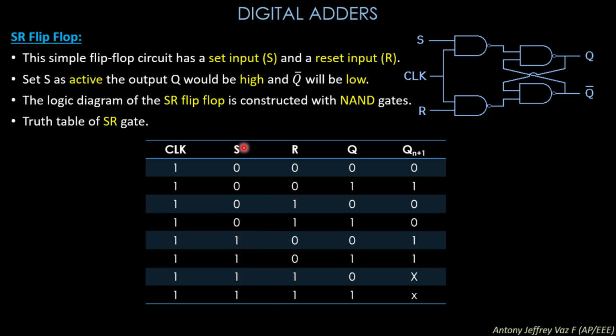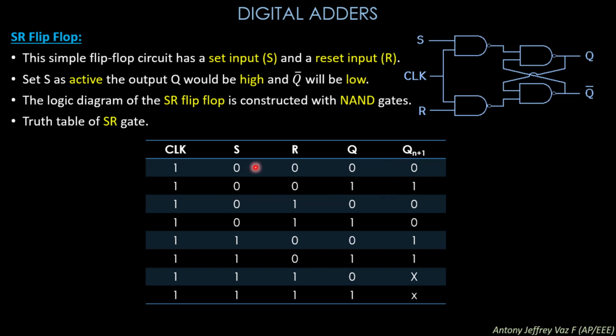S and R are the inputs, Q is the output, and Q plus 1 is known as the next state of the SR flip-flop. What happens when the next input is given, and what happens to the Q value? This is the present Q value. After the second pulse arrives on the clock signal, what will the Q value be? So this is the next state.